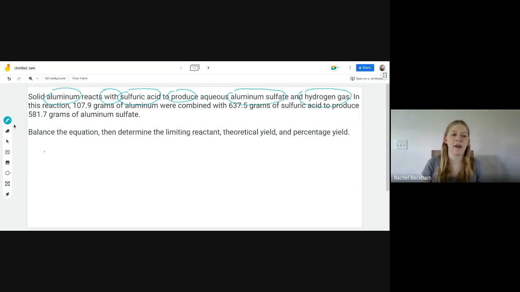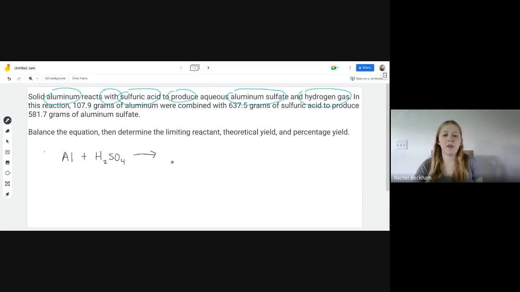We're going to make a formula out of that. So solid aluminum is just regular aluminum. The "with" means that we do a plus sign. Sulfuric acid, you learned how to name acids in a previous lesson from this unit. But to be honest with you, acids are kind of complicated to name. And if you want to double check online and ask what's the formula for sulfuric acid, that's fine to do too. The formula is H2SO4, okay? So it reacts with sulfuric acid to produce. Produce means that we draw an arrow.